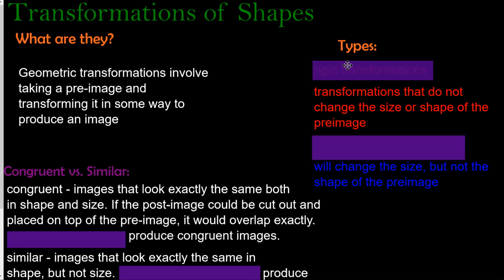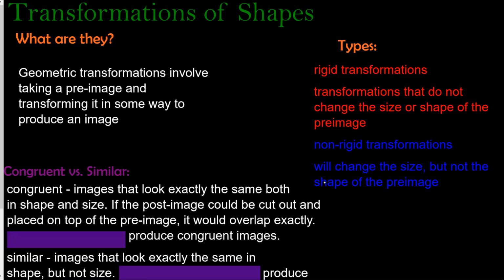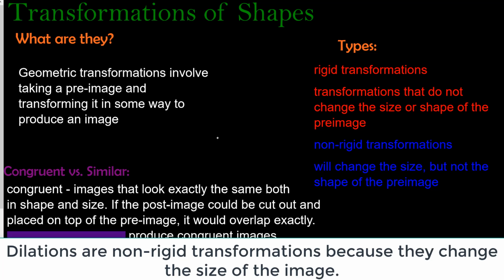Rigid transformations are transformations that do not change the size or the shape of the pre-image. So this includes rotations, slides or translations, and also reflections. Non-rigid transformations are the transformations that will change the size but not the shape of the pre-image. So this would be, for example, dilations, making something bigger or smaller.